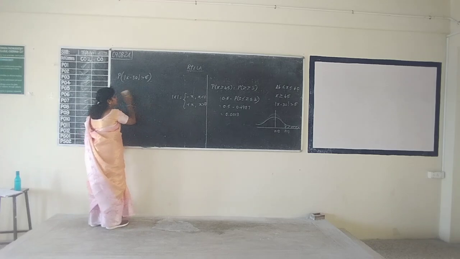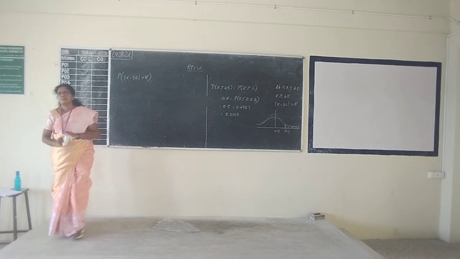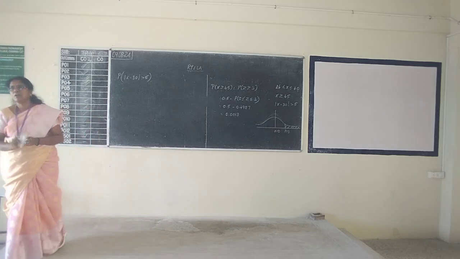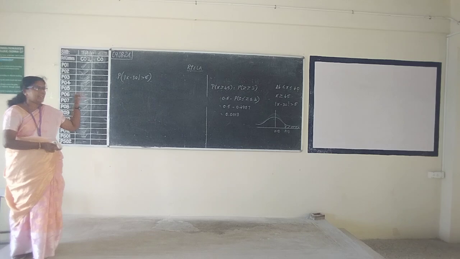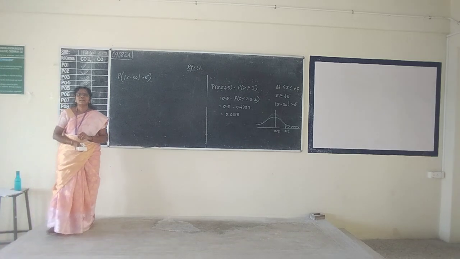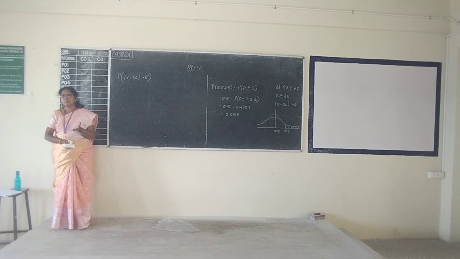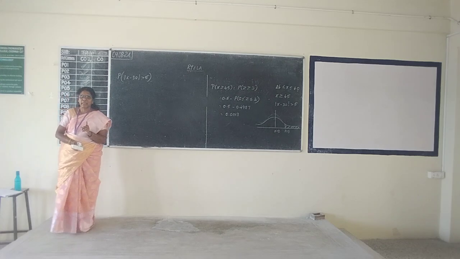What is the other way? Very simple one. You are in probability. What is the total probability value? 1. This is greater than, so what is the complementary? 1 minus the probability of less than or equal to. That is what I told you about probability.